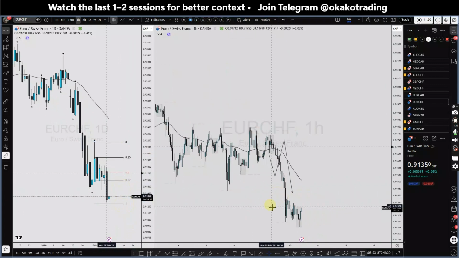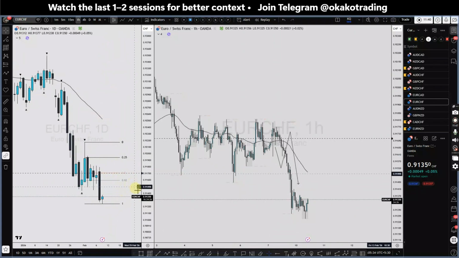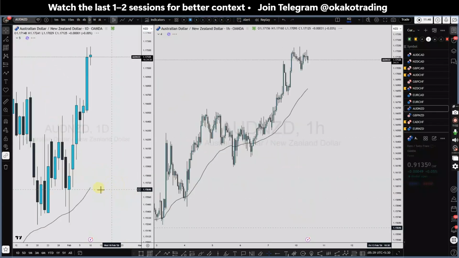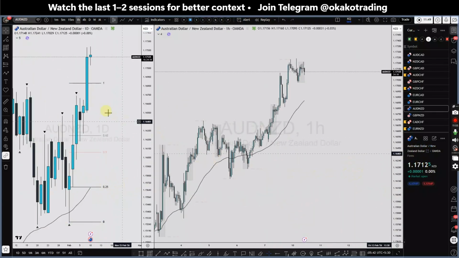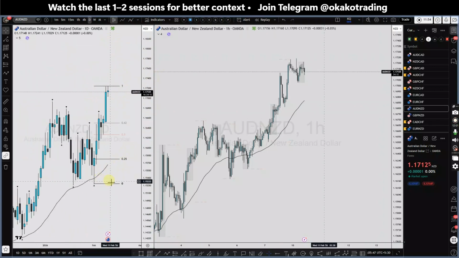Okay, guys, Euro CHF. I was looking for this low. Price managed to clear this low, create a new lower low. So I'm gonna wait for a price to correct back higher. And when we will reach towards a premium price, I will start looking for shorts again. For now, there is nothing. AUD NZD. We just managed to create a new high. So this is the new structure, and I'm waiting for a discounted price.